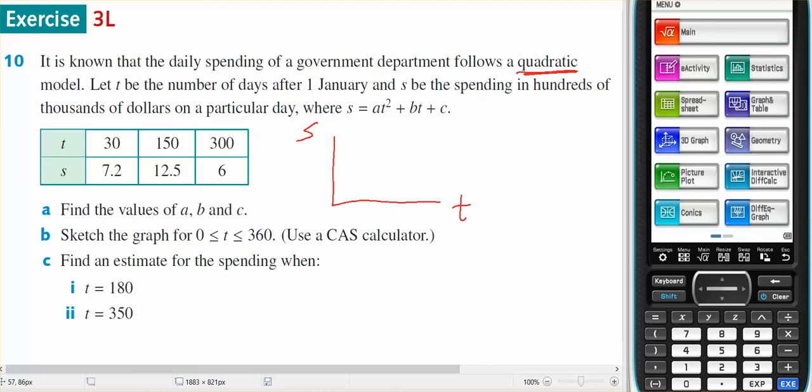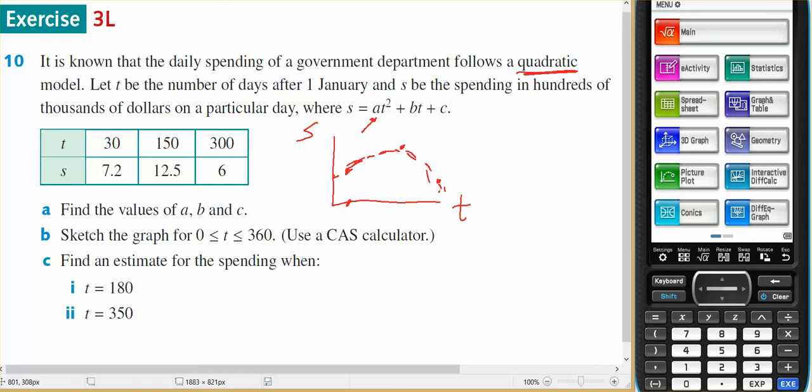So this is days after January, and T is the number of days. So 30 days, 150 days, 300 days, and this is the amount of spending that is occurring. After 30, we're around about 7.2, after 150, we're up to 12.5, and after 300, we're down to 6. So something like this is happening to the amount of spending that's occurring. So I'd expect A to be negative whenever I find A.